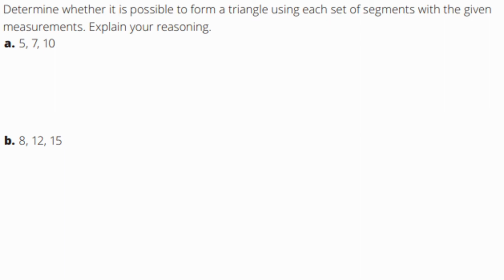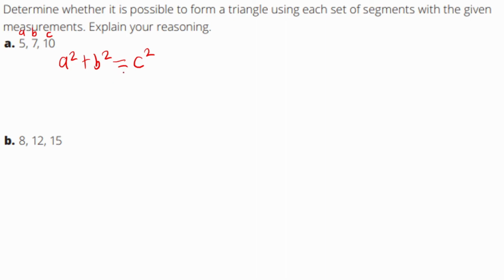Next up, it says determine whether it is possible to form a triangle using each set of segments with a given measurement. Explain your reasoning. Well, this we could use our Pythagorean theorem. Now remember, our Pythagorean theorem is a squared plus b squared equals c squared. And in this Pythagorean theorem, we just say, hey, the biggest number has to be c, and that means these could be a and b. It doesn't really matter.